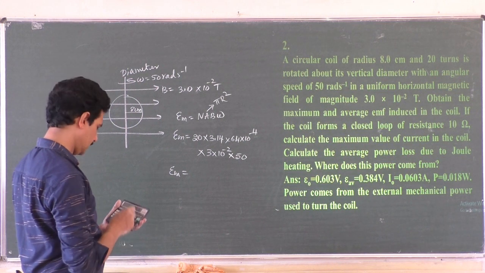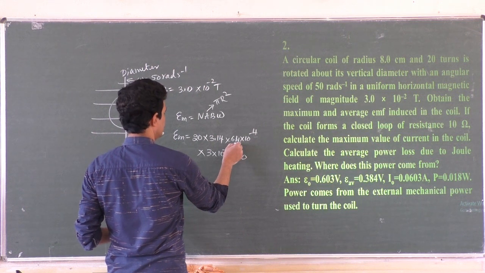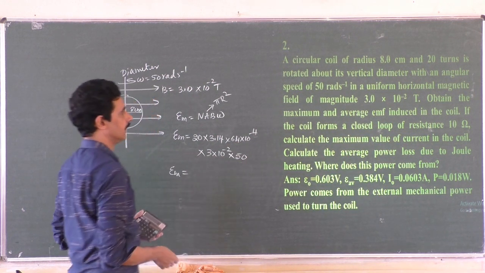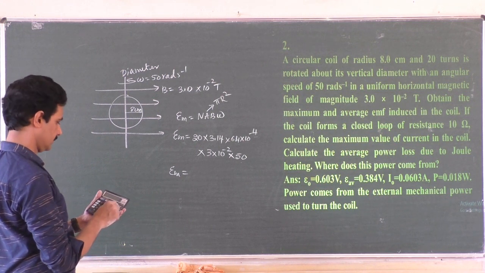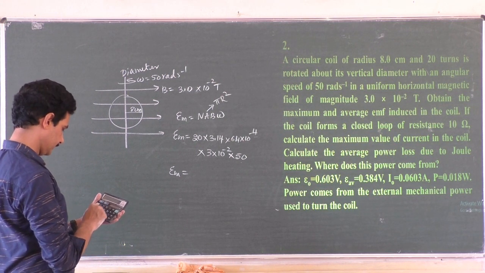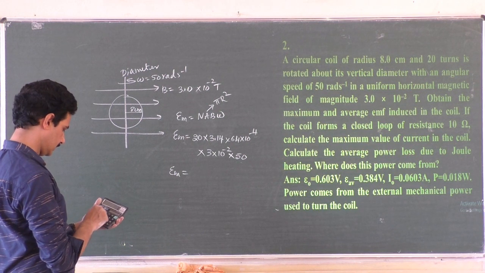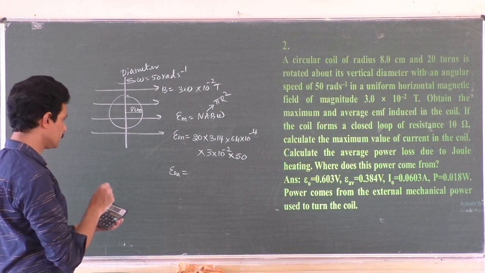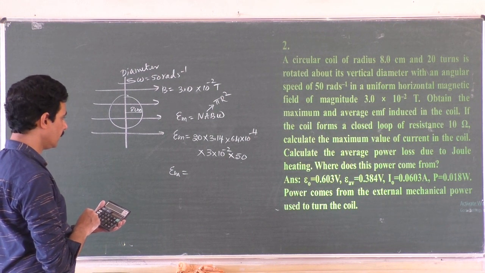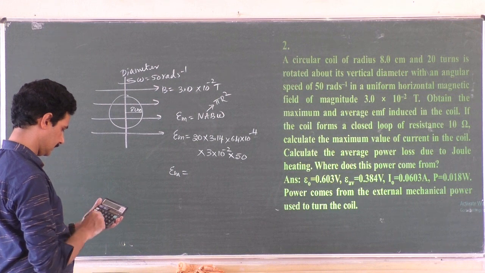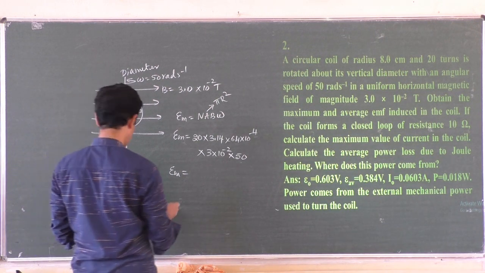N A is πr squared, right? 20 N A πr squared B ω 50. Everything is over. 20 turns, yes. πr squared, yes. 20 into 3.14 into 64 into 3 into 50. NAB, yes. We are getting it now. Into 10 to the power minus 4. So minus 6.